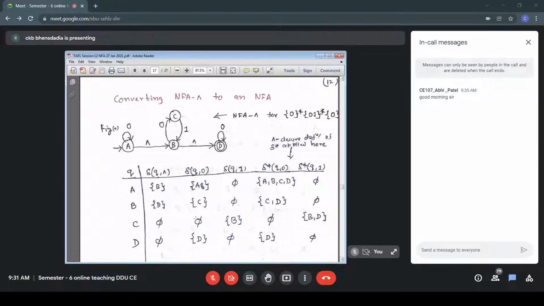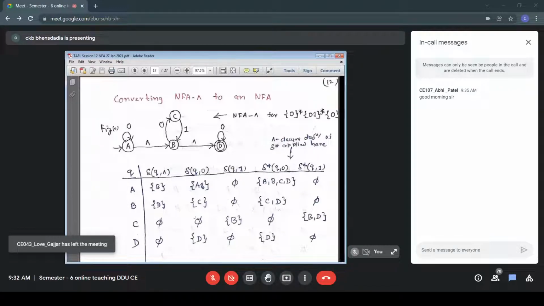We can convert any NFA to DFA. That is our theorem 4.1. Non-determinism does not add power, which means whatever is possible using non-deterministic finite automata, it is always possible using deterministic finite automata in terms of language acceptance.